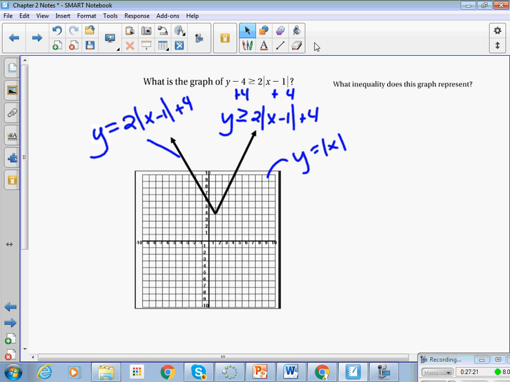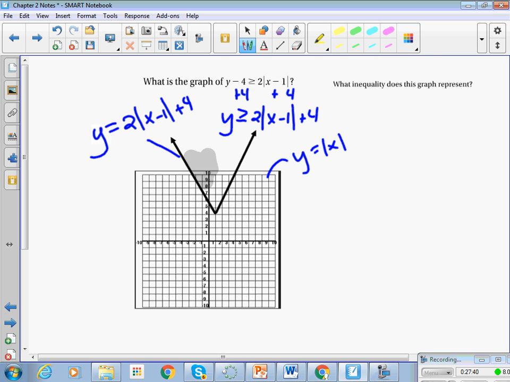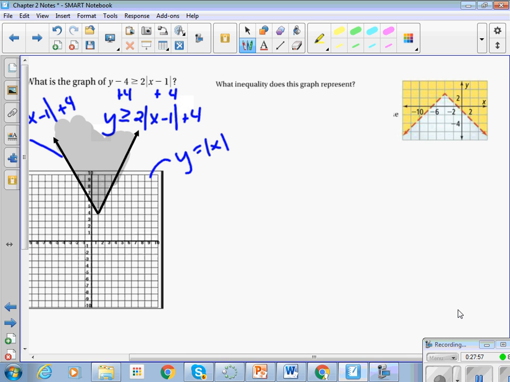The next thing I'm going to do is shade everything greater than this graph. Everything above. So we're going to highlight and shade everything above the graph of this absolute value. Yes, please draw that graph. Okay, so put this graph on your paper.